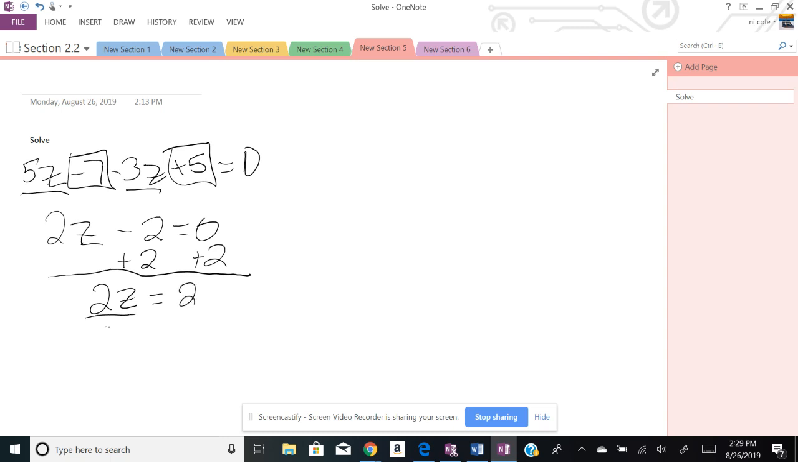I'm going to get rid of that 2 in front of the z by dividing. So z is equal to 1. Now let's check this. You go back to the very original equation to check. Don't go back to something along the way because you could have made a mistake along the way. Go back to the original equation. So is 5 times 1 minus 7 minus 3 times 1 plus 5 equal to 0?